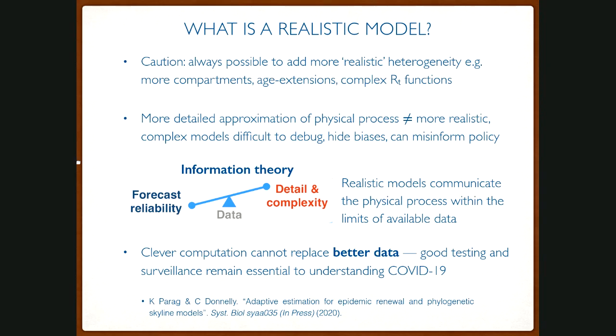almost underlying an idea that sometimes is taken too far, which is the belief that the better we can approximate some physical process, the more realistic our model is. But that's not always true. Specifically, with a lot of compartments, you could often end up in a situation where it's really difficult to debug or validate what's going on. Some of these models could hide biases.